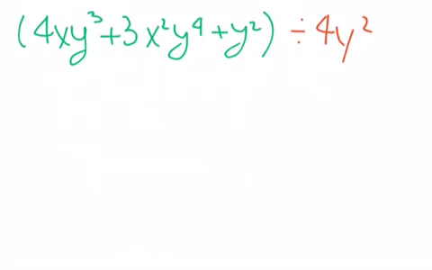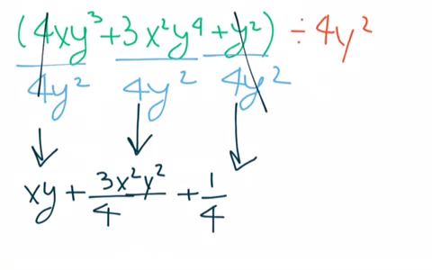Okay, let's do another example of dividing polynomials by monomials. So we have this one right here. We're going to divide this entire polynomial, each term, by 4y squared. So I want you to pause the video, and I want you to try and solve it using the laws of division of exponents and dividing whole numbers, okay? So pause the video, and when you're ready, hit play and check your answer.